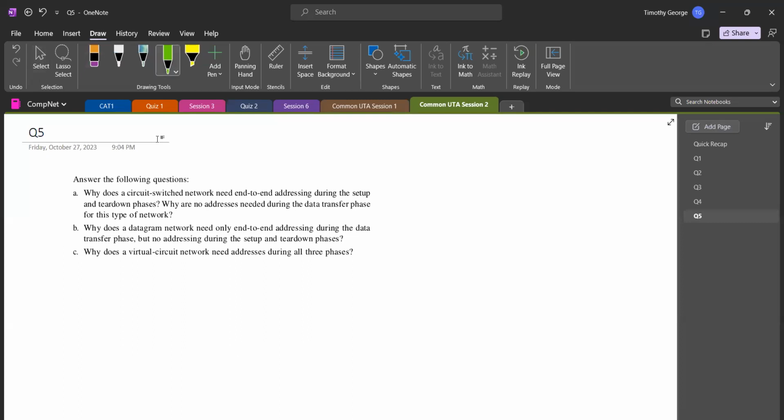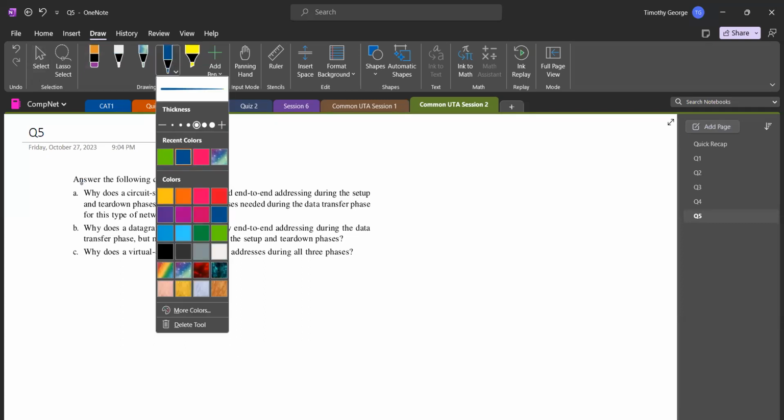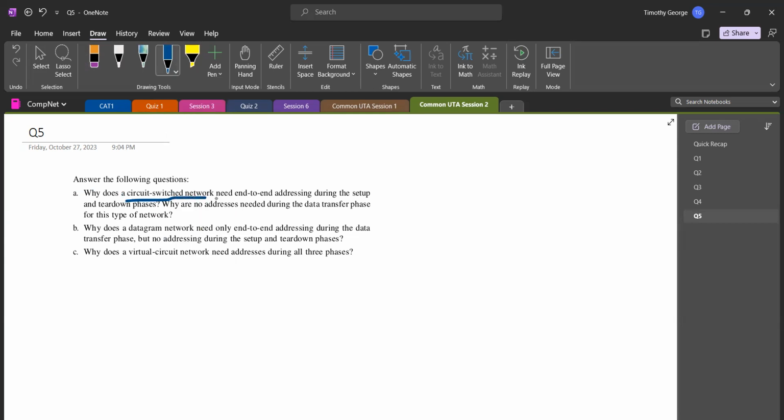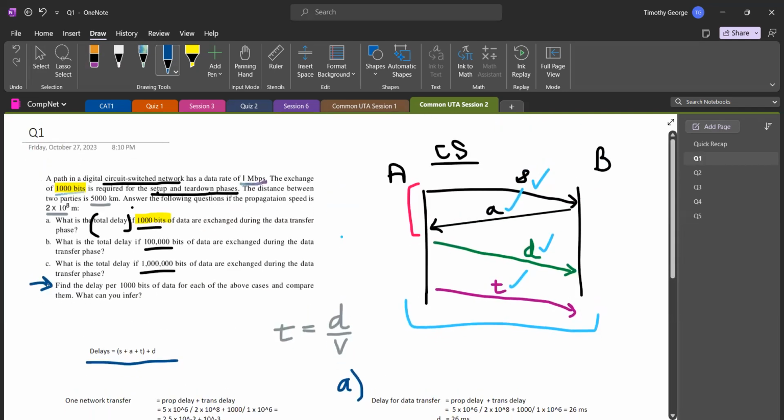Okay, let's read. Answer the following questions. Why does a circuit switch network need end-to-end addressing during the setup and teardown phases? Why is no address needed during the data transfer phase? Let's go back to the diagram that we drew. You have setup, these two together are called setup, and then you have the teardown. Why would you need addresses here and not in the data transfer phase?